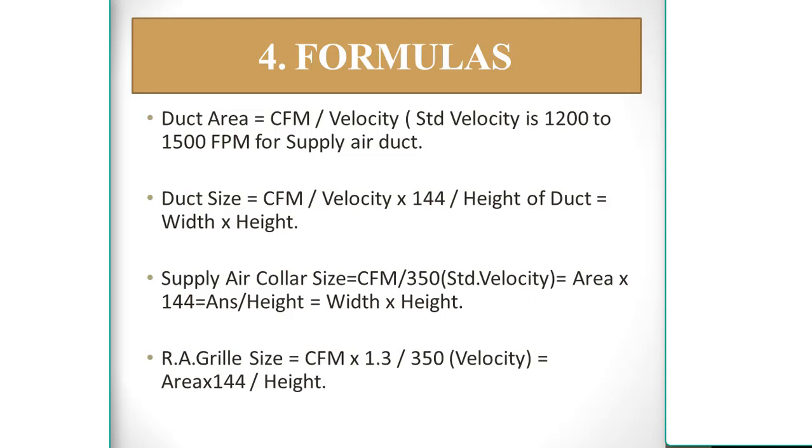Now how to calculate the return air grill size? This is the formula. The return air grill size is equal to CFM multiplied by 1.3. Now what is this 1.3? We are taking 30% of the entire area of the return air grill. So CFM multiplied by 1.3 divided by 350, that is velocity. So ultimately the area will come, and then multiply this area by 144, that is square inch, and divide the answer by the height. So you will get the return air grill size.